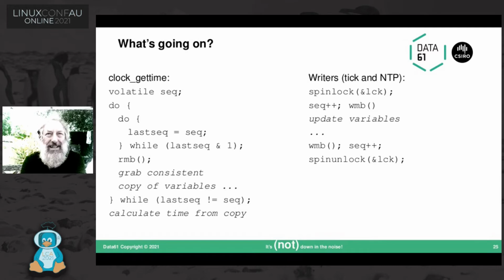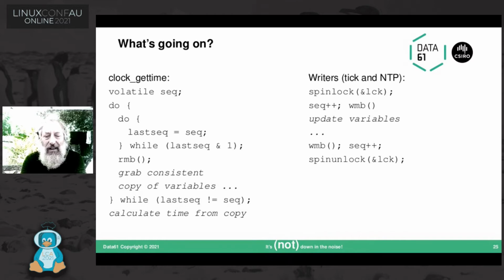At the same time, writers, like the tick that happens every now and then, and the network time protocol called adjtime every now and then to adjust the slope, or to step the time, use a spin lock so that writers get protected against other writers. It ups the sequence, does a write memory barrier to make sure that's visible, and then it updates the variables. It tries to keep that update really, really short. It actually calculates everything offline and then just does a copy and blats them all in, and then increments the sequence again.